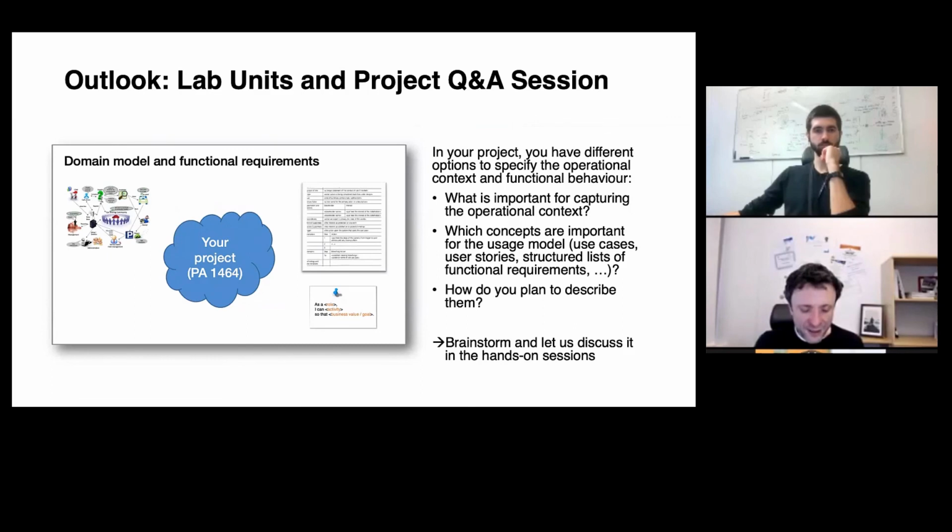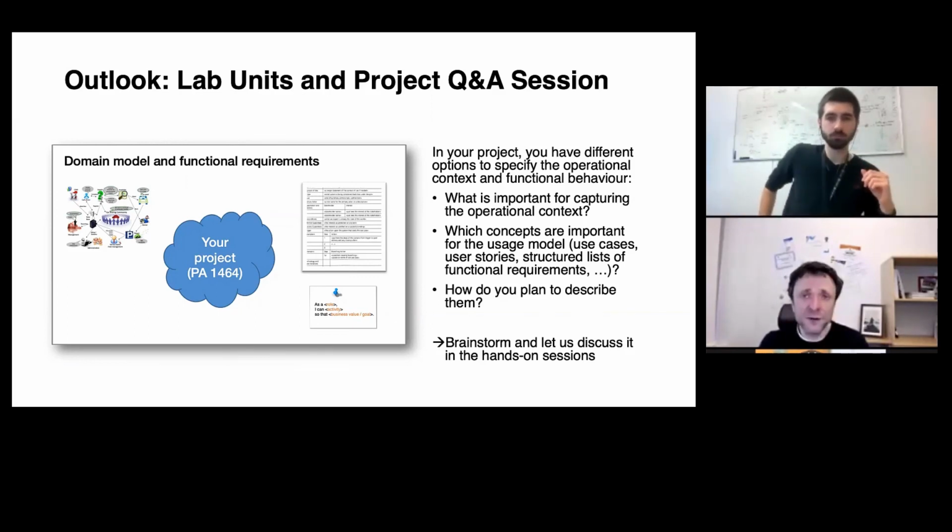We have seen a couple of content items that we can use to specify functional requirements, among them our domain model that captures the operational context, the system vision that captures the scope of a software system, and the usage model that captures how I, as an end user, intend to interact with my software system to capture functional requirements. And we have seen that we have multiple ways of specifying those. And what I would like you to do after the lecture, let the information sink in, brainstorm and think about what might matter to your projects, and let's discuss them, as always, in the hands-on sessions.